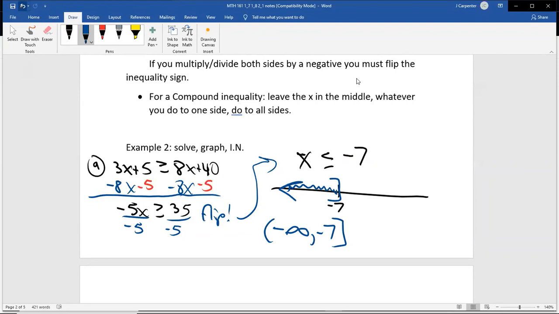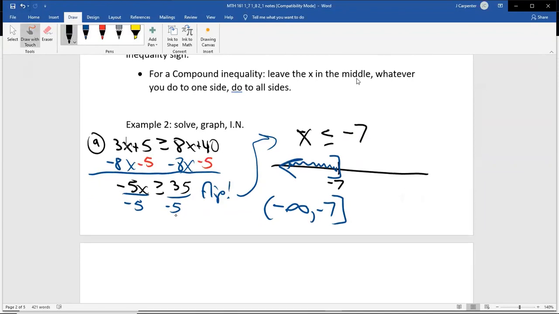3 minutes left. We don't have enough time to do B. Spoilers, it's going to have fractions. I'll go ahead and write it down, and I'll give you a chance to do it before next class if you'd like. But it's going to be 3x over 5 plus 2 is greater than or equal to x over 3 plus 1. So we're going to solve this.